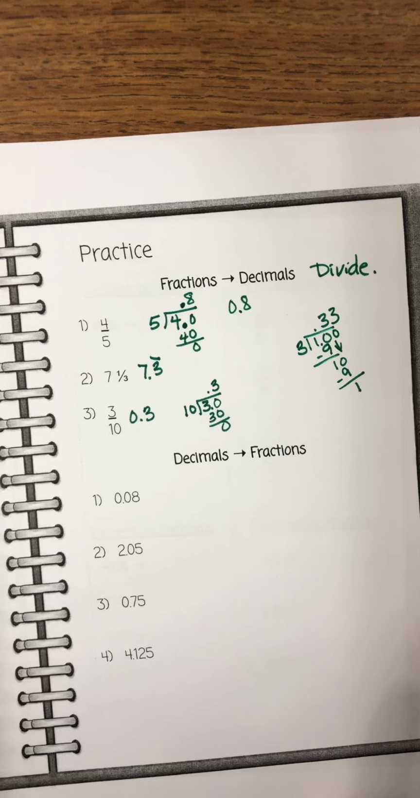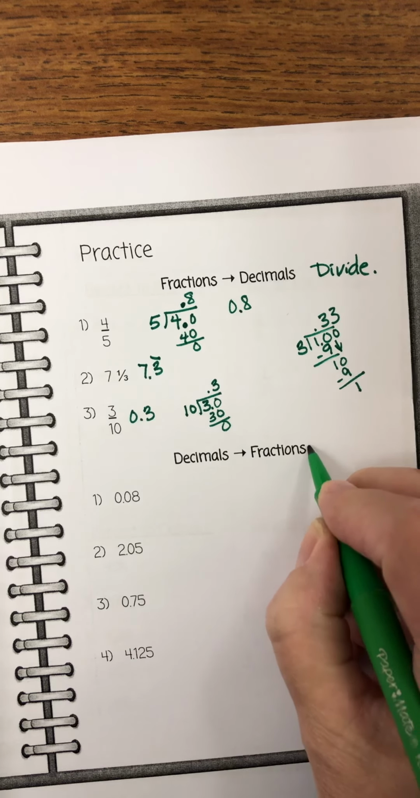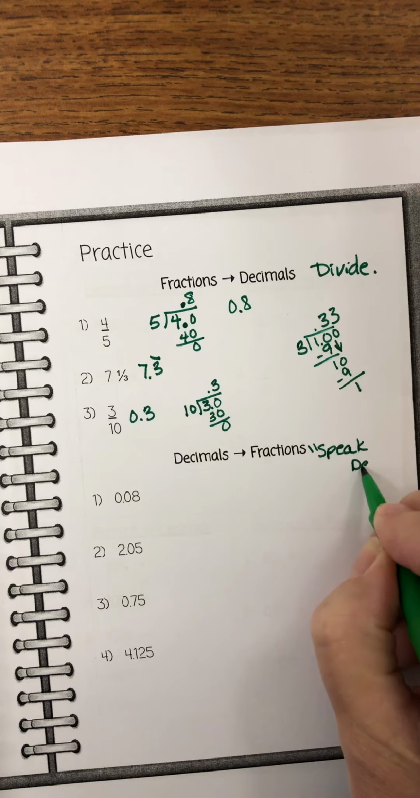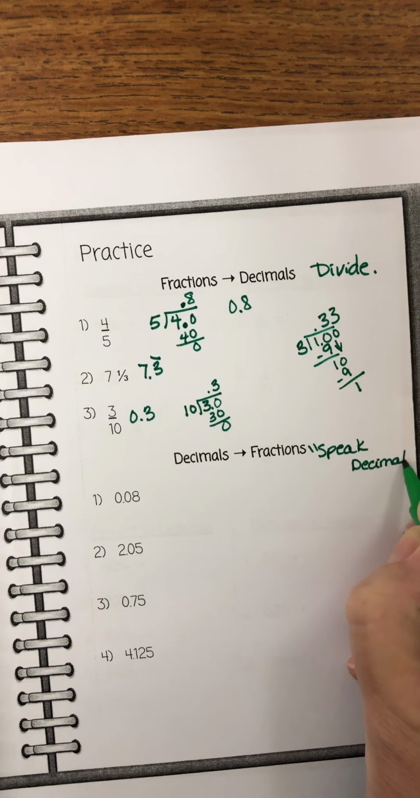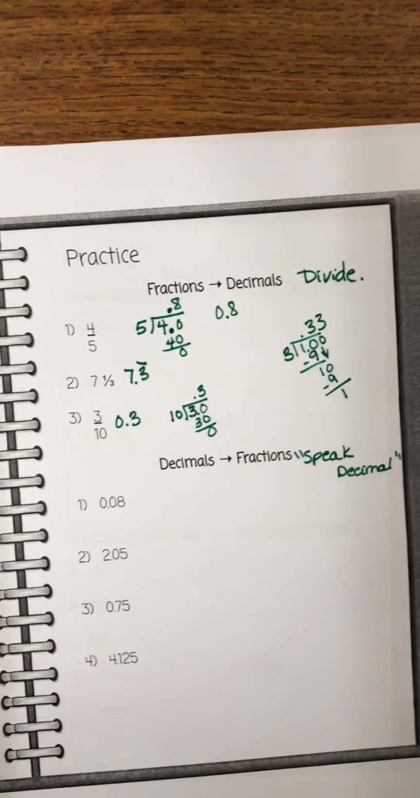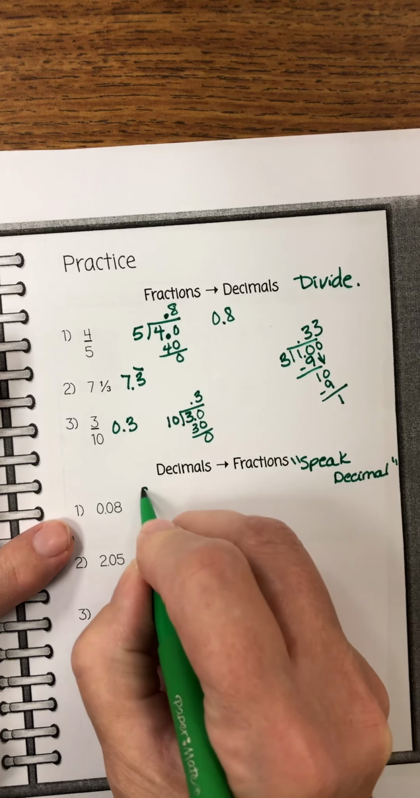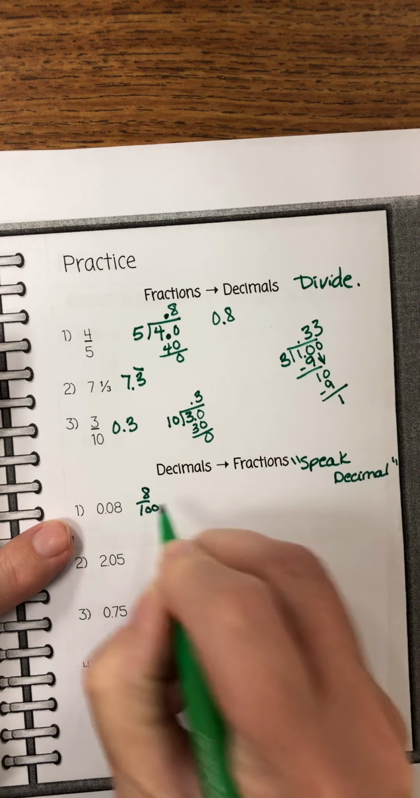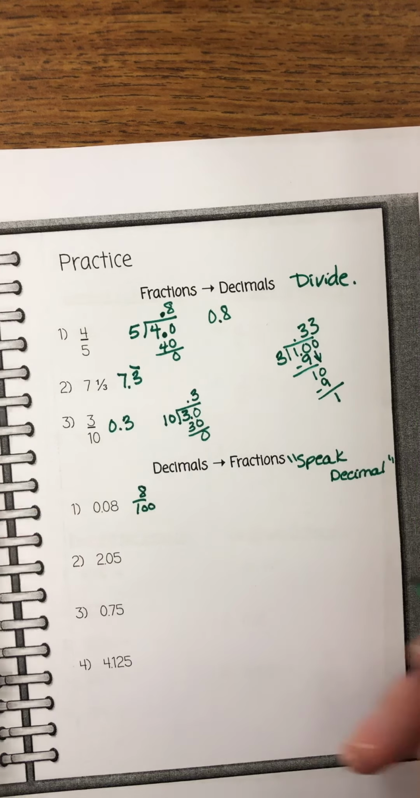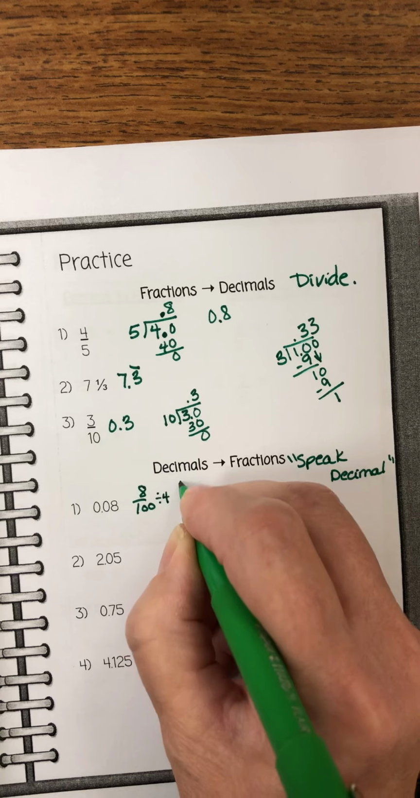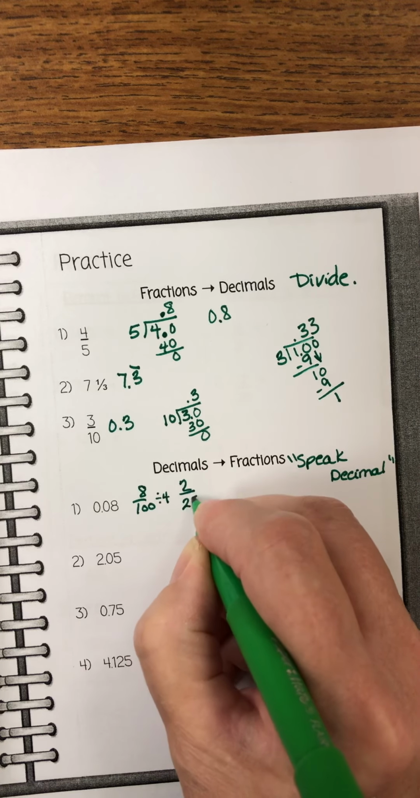Alrighty, so we're going from decimals to fractions. And that's probably the simplest one. One thing is you're going to have to speak decimal. What do I mean by that? You got to say it correctly using your place values. So this is 8/100. Yes, it can simplify. You can divide both numbers by 4. So that's 2/25.